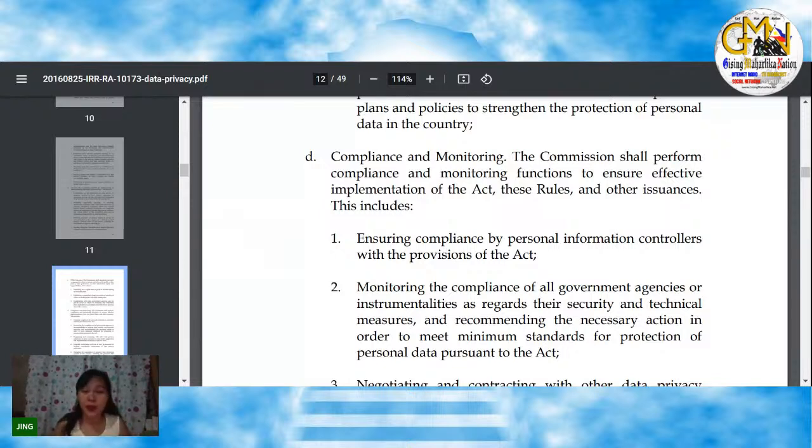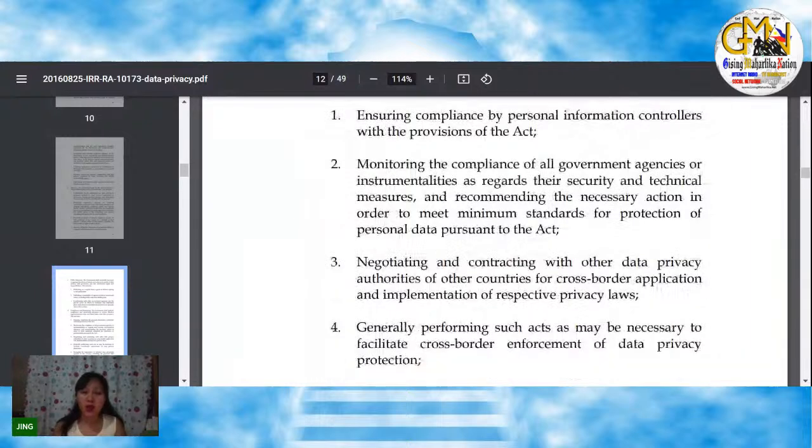Letter D, compliance and monitoring. The Commission shall perform compliance and monitoring functions to ensure effective implementation of the Act, these rules, and other issuances. This includes, number 1, ensuring compliance by personal information controllers with the provisions of the Act. Number 2, monitoring the compliance of all government agencies or instrumentalities as regards their security and technical measures, and recommending the necessary action in order to meet minimum standards for protection of personal data pursuant to the Act.